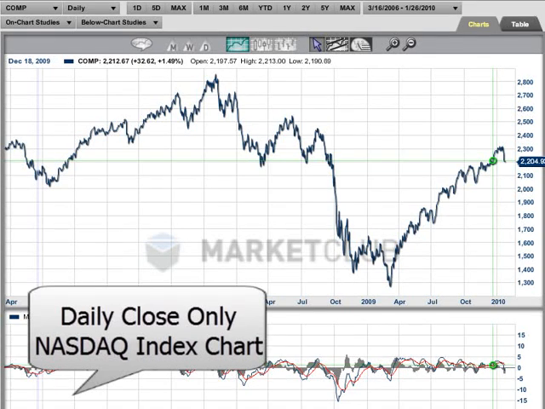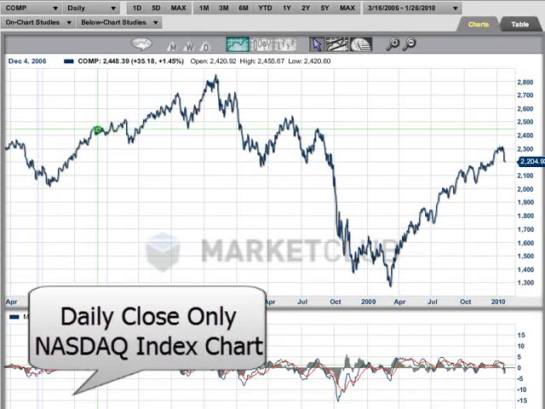The market that we're looking at is the NASDAQ Index. And the symbol for the NASDAQ Index on MarketClub is COMP. And I'm going to just show that right to you here. So that's where you always find the symbols on MarketClub.